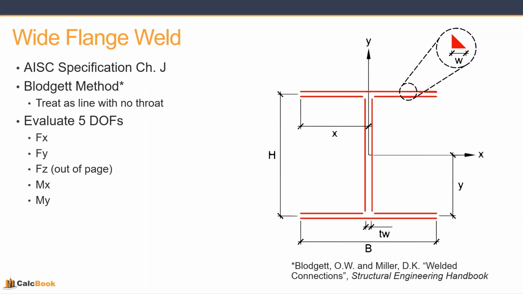And for the wide flange welded to a base plate or welded to a plate, we are going to be able to evaluate 5 degrees of freedom. So we have FX, FY in plane, we have FZ coming in and out of the page, and then we have moments about each of those axes.